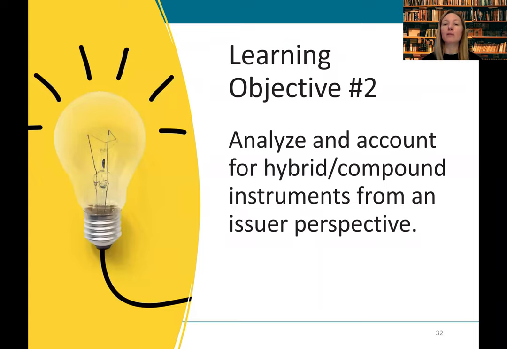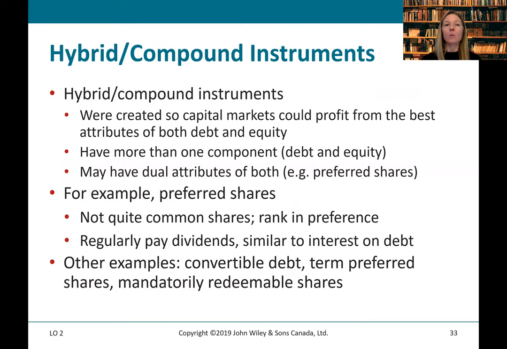So our second learning objective in Chapter 16 requires us to analyze and account for hybrid compound instruments from an issuer perspective. What are hybrid compound instruments? Well, hybrid compound instruments are a combination of debt and equity in a single instrument. This was created so capital markets could profit from best attributes of both debt and equity. They may have dual attributes of both.